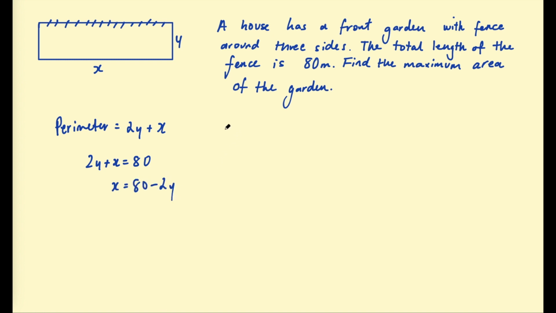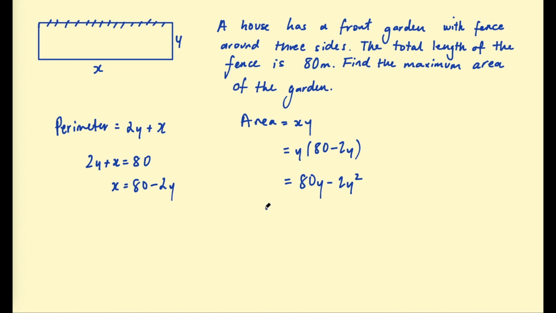Now we can find an expression for the area in terms of y. So let's say area equals xy. And we're going to substitute 80 take 2y in for x. So this is, let's write it as y multiplied by 80 take 2y. And expanding the brackets, we get 80y take 2y squared. Why have we done this? Well, this is an expression we can differentiate.